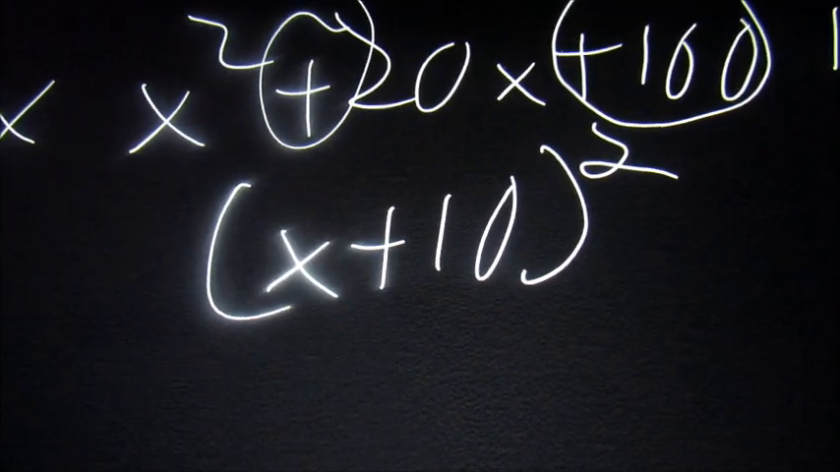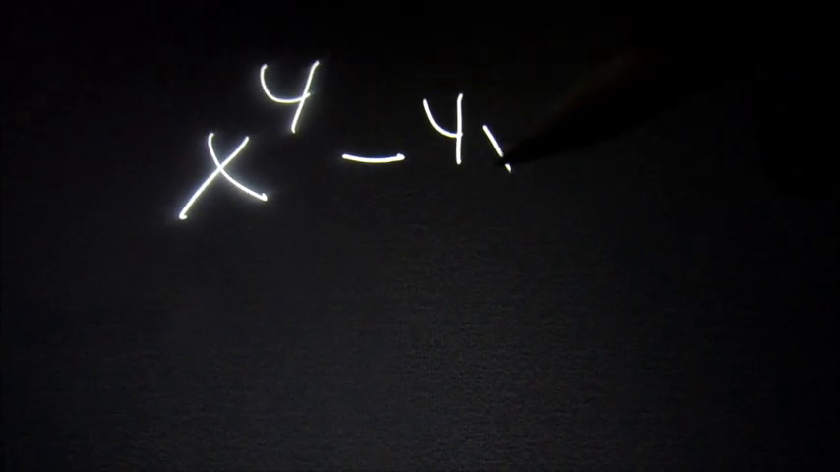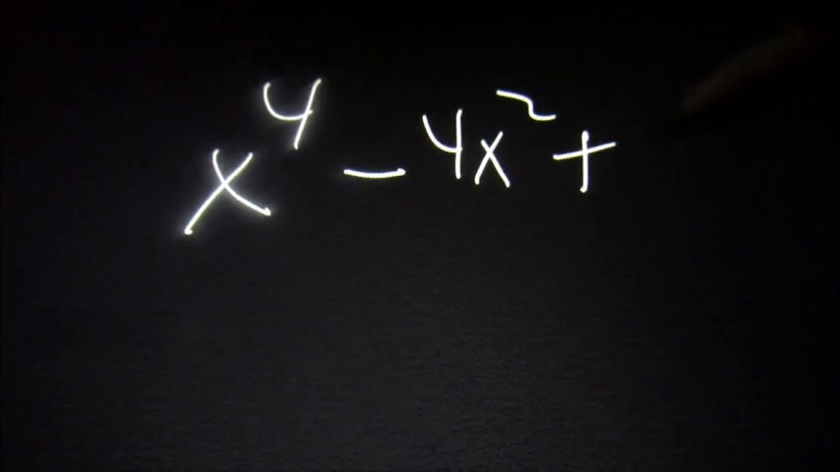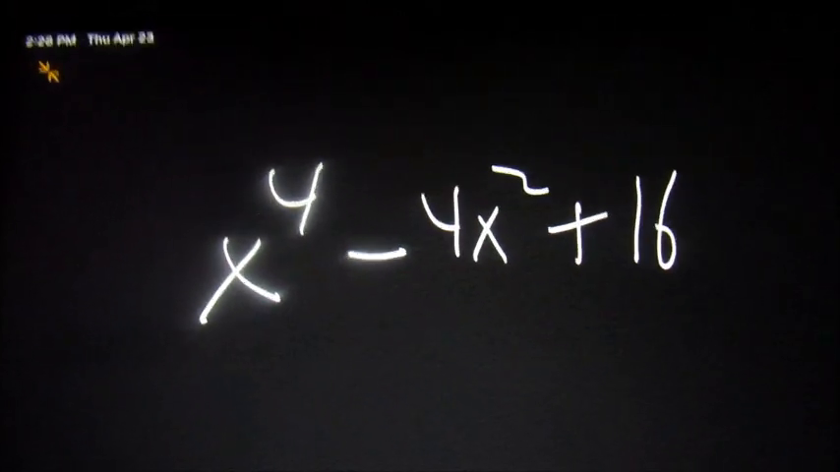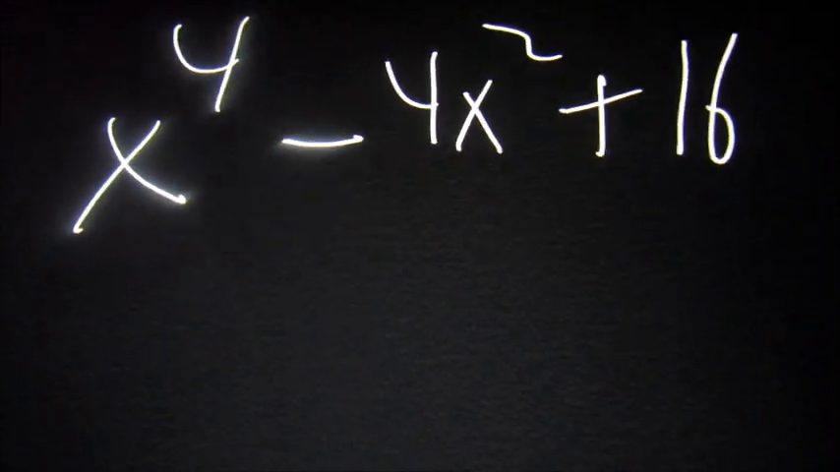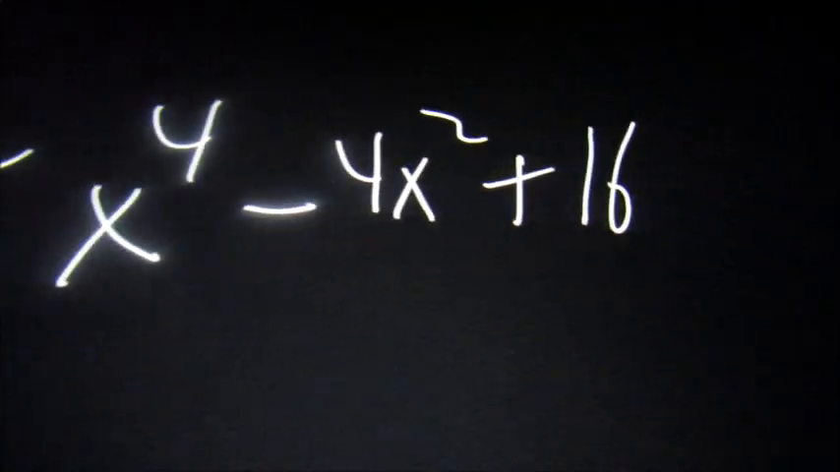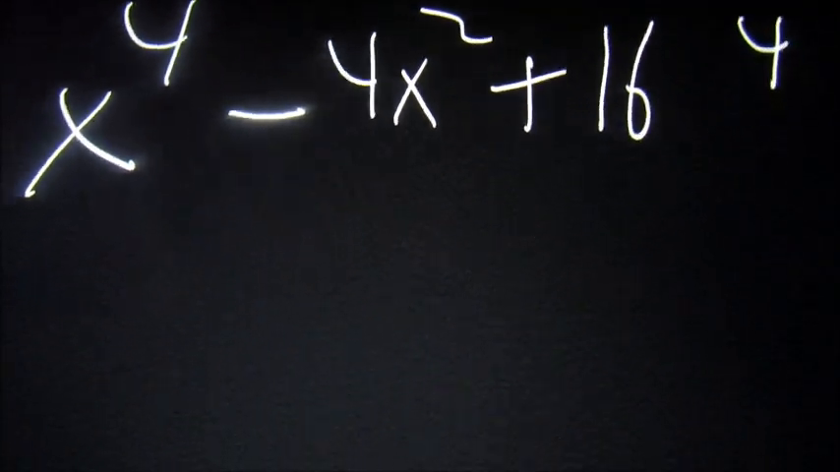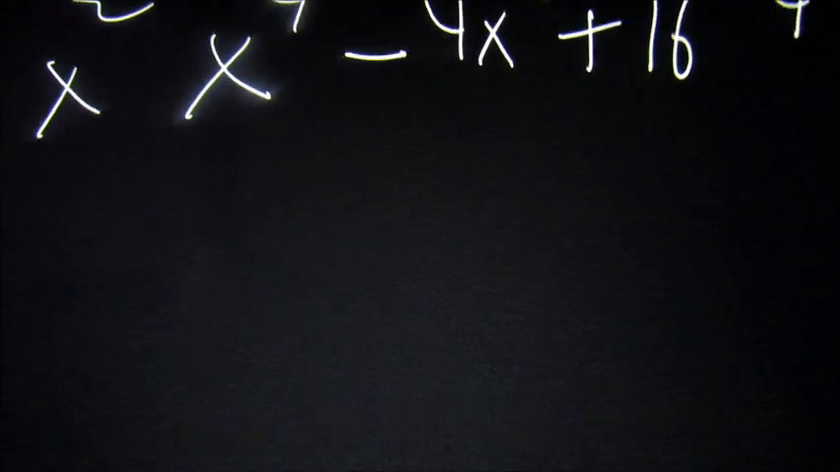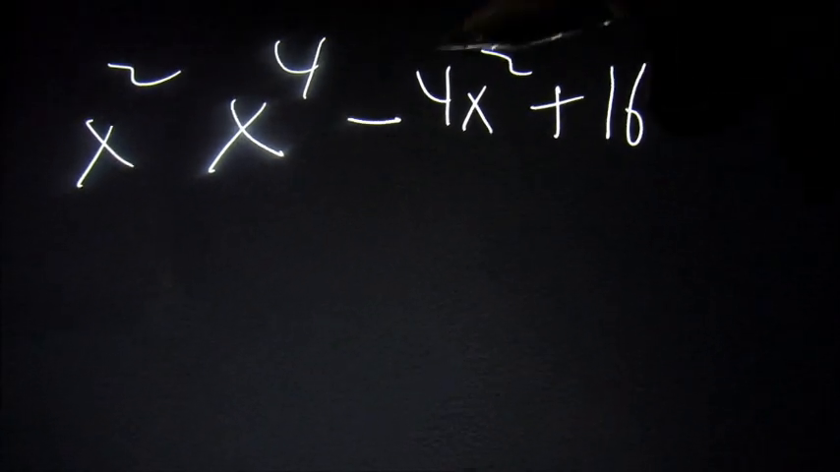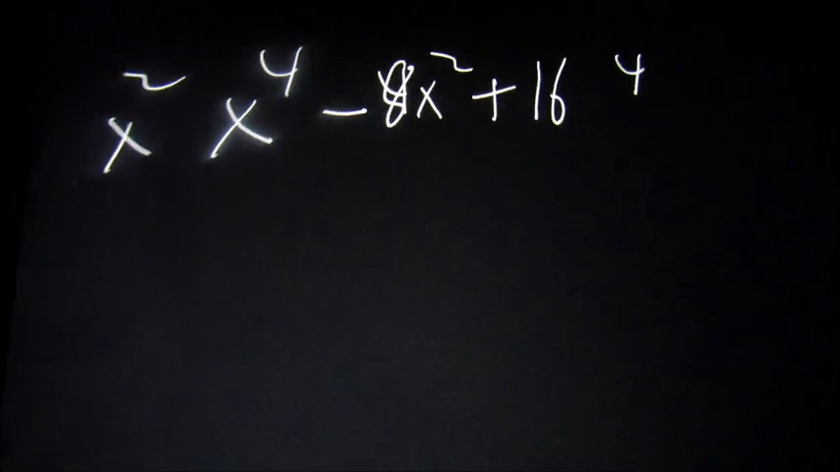So for instance, if we have x to the 4 minus 4x squared plus 16. Okay, so the square root of x to the 4 is x squared. Square root of 16 is 4. I'm sorry. This should be an 8. Hold on a second here.